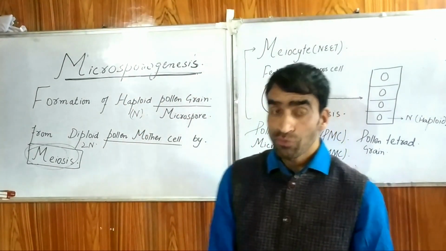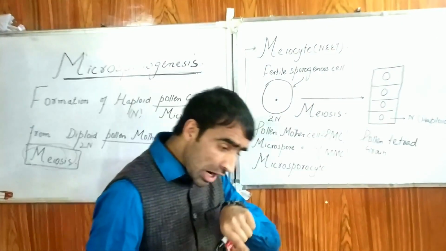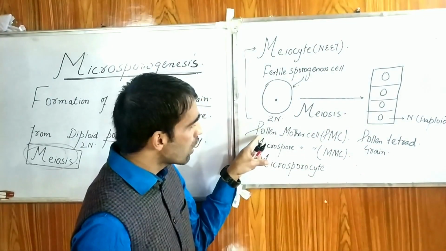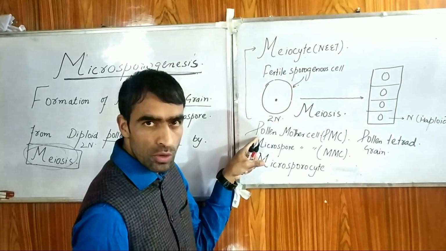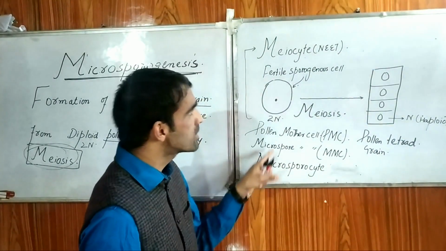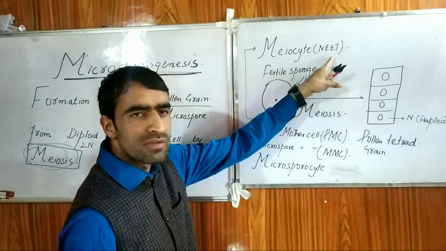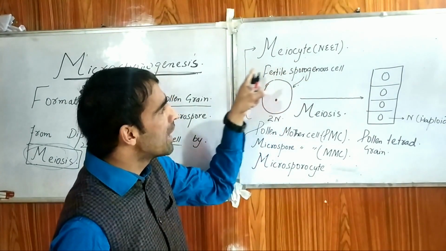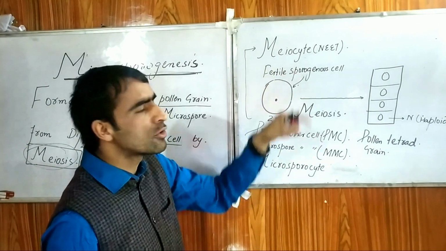You have remembered, the cell which undergoes this meiosis, we call it the pollen mother cell, mother of pollen grains. Microspore mother cell, microsporocyte, sometimes meiocyte, which was asked in the NEET exams, and it is this cell which is the fertile sporogenous cell.